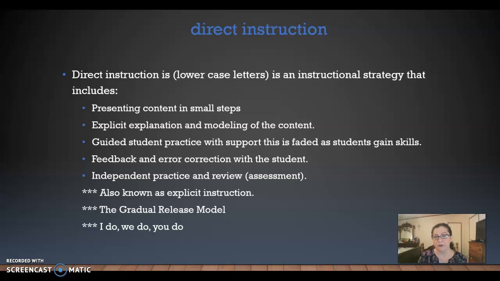So here it's also known as explicit instruction, and these steps work very well with the gradual release model, and easier to remember, I guess, is the I do, we do, you do. So yeah, that's the lowercase direct instruction.